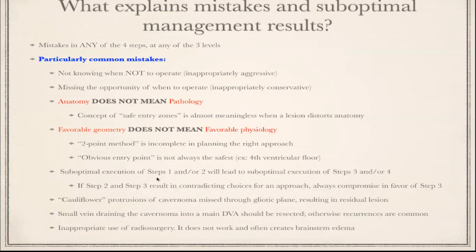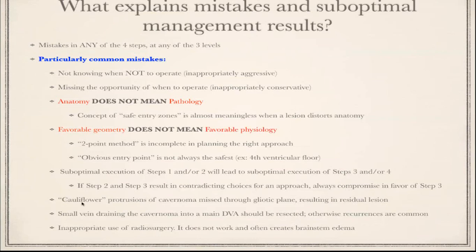Suboptimal execution of steps 1 and 2 will lead to suboptimal execution of steps 3 and 4. So if step 2 and step 3 tell you different results, for example, step 2 tells you you should do the craniotomy a certain way, step 3 tells you you should do it another way, always compromise in favor of step 3, meaning choose safety instead of convenience or a more direct approach.